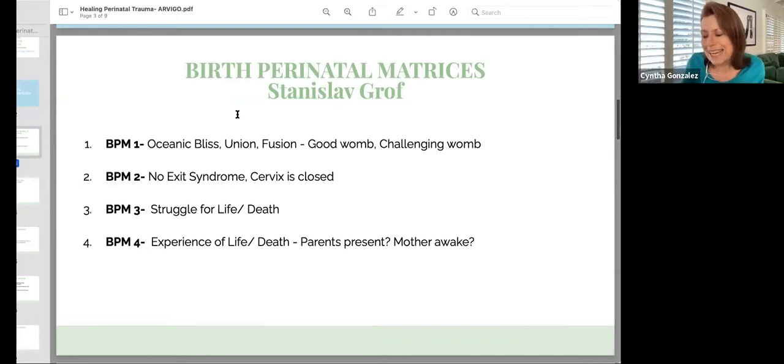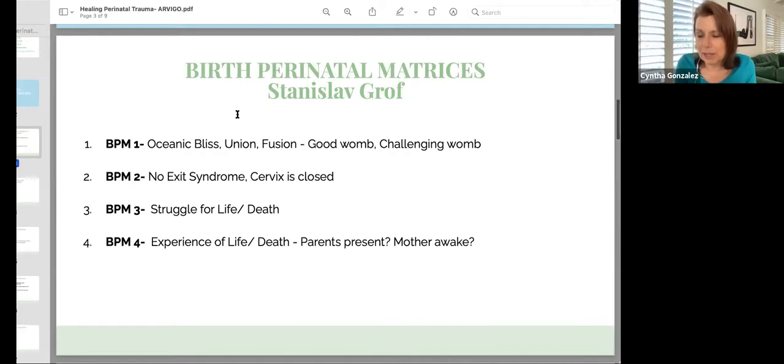So we can have what's called extended BPM2. That's where you're basically stuck, where the cervix is taking a long time to open. And that can be both traumatic for the child and for the mother. So the child can be like, what is going on?